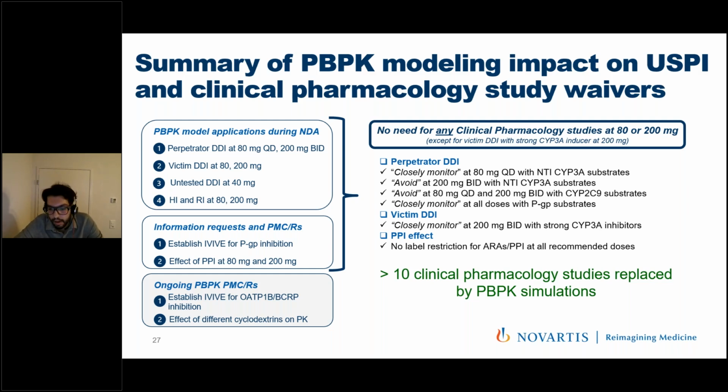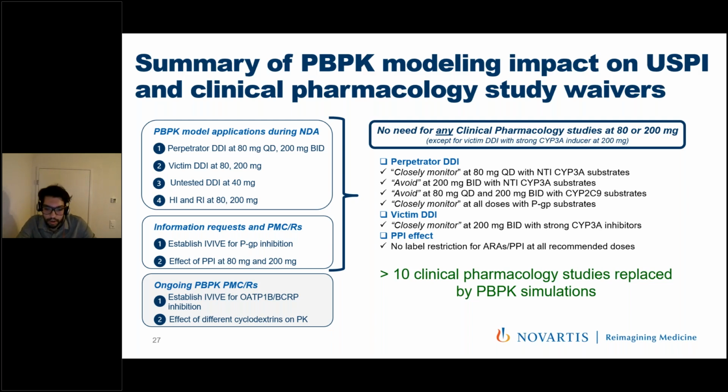In addition to that, during the regulatory review, we had the PGP substrates question as well as the PPI effect, and all this ended up in the label without the need for us to run any clinical pharmacology studies for either the dose of 80 milligram or 200 milligram, with the exception of a post-marketing requirement to run a 200 milligram study with a strong CYP3A4 inducer. Eventually this led to us replacing more than 10 clinical pharmacology studies by PBPK simulations, which was a huge success.